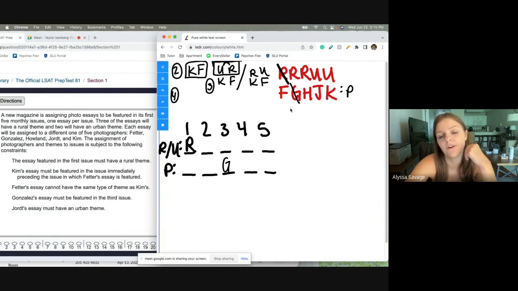Our photographers, these are the variables for our photographers, and then these are, I guess you could say, themes. Our themes are R or U, and then our photographers are going to go on that bottom line as whatever variables we decide. Got it. Any other questions on that? And then, okay.